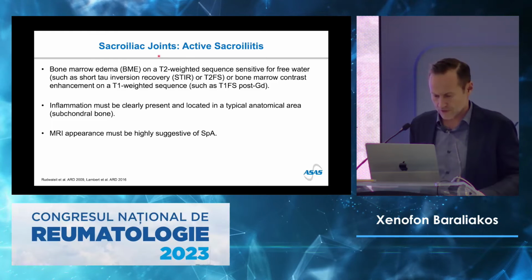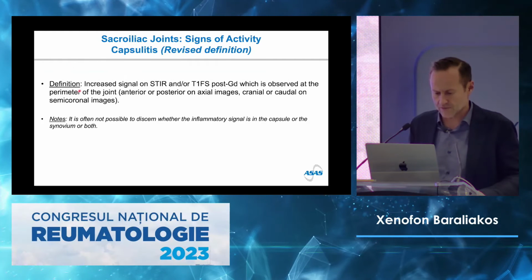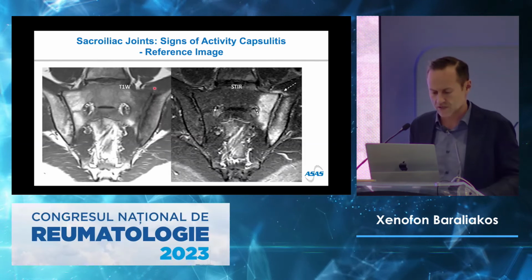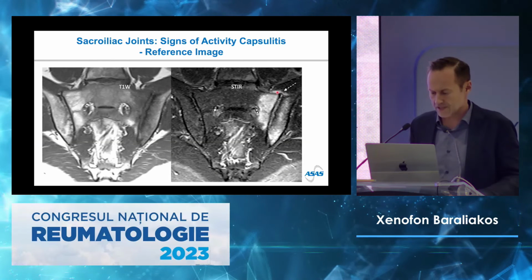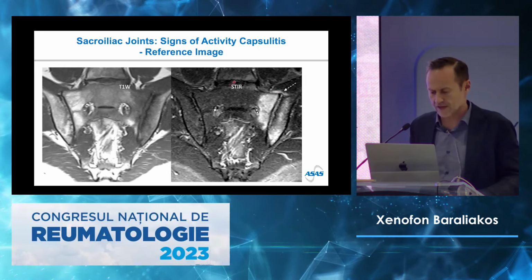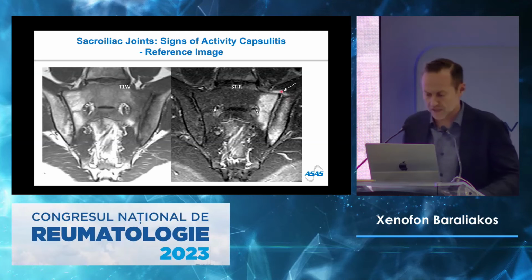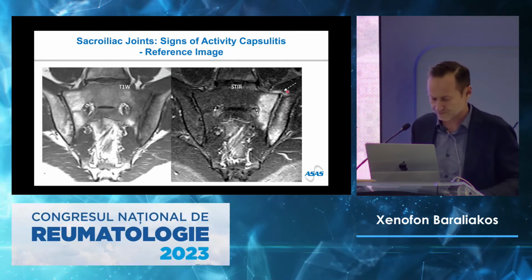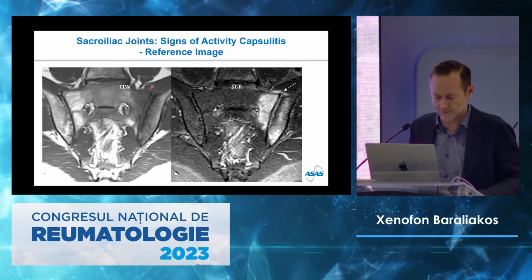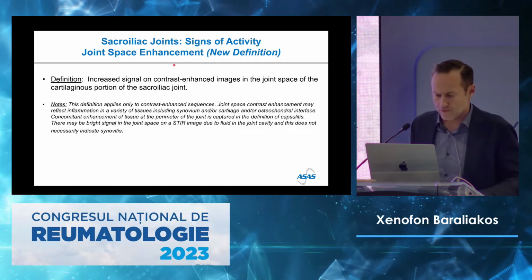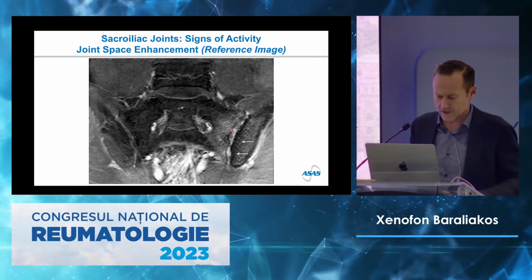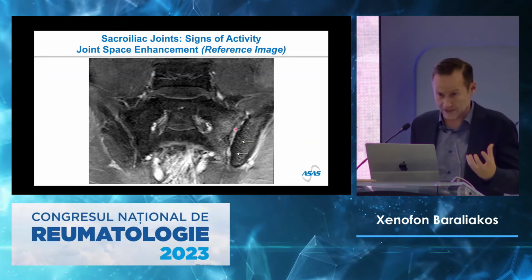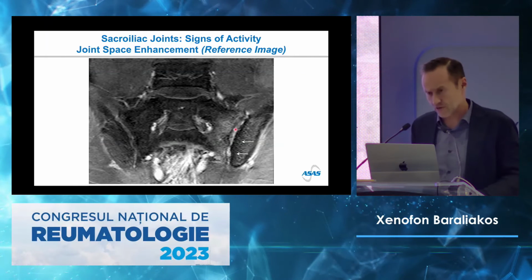We start with capsulitis, exactly. Capsulitis is increased signal on the water-sensitive images. This is this here. In a very clear STIR image, you can also see capsulitis. Usually we see them in the gadolinium-enhanced images. You don't see them on T1. For joint space enhancement, we may indeed see joint space fluid that is more active. That's a sign of activity.